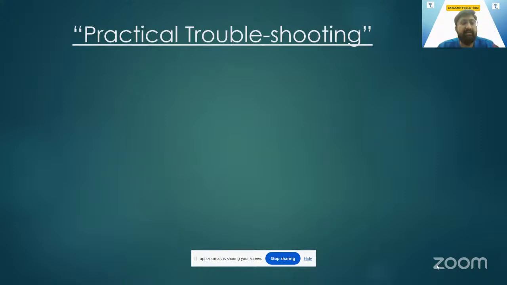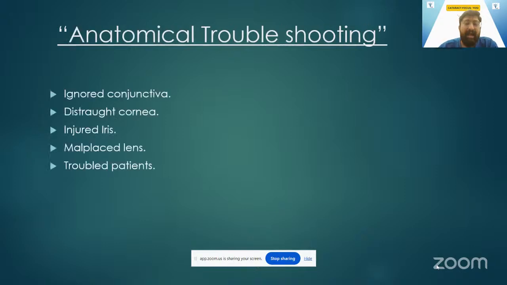So these I describe as the practical troubleshooting, based on the surgeon's factor, his view, his ease of operating. And the anatomical troubleshooting is, of course, ignored conjunctiva. When you ignore the conjunctiva, it's going to cause a lot of bleeding. It gives a messy picture, which is not very promising cosmetically for the patient the next day, and it tends to cause a lot of foreign body sensation. Some amount of conjunctival limbal bleeding is always a good thing, which we have already established is good for healing.